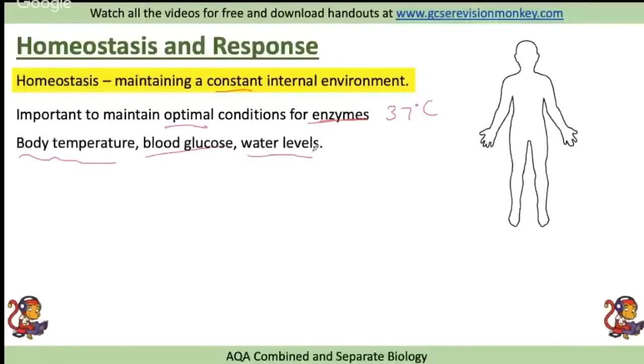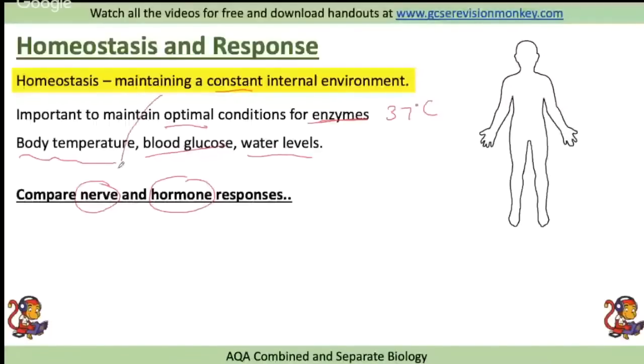at constant levels. In your exam, a common question is asking you to compare nerve and hormone responses, because to maintain a constant internal environment, you might be looking at a nervous response to do this, or you might be looking at a hormonal response. So I want you to concentrate on the types of words that you need to use in a compare answer. So let's have a look at this first line here. Nerve responses are faster than hormone responses.